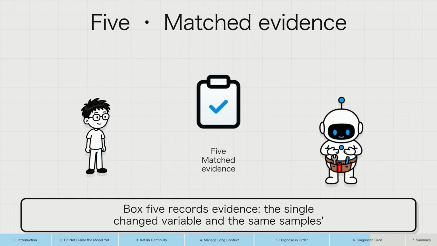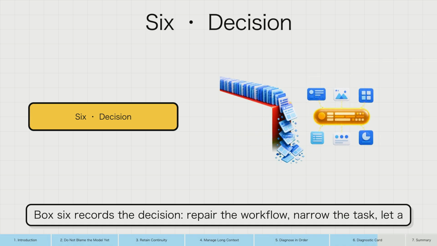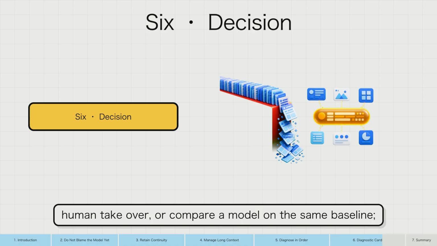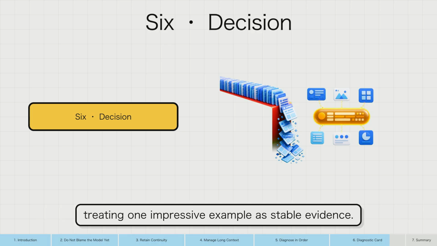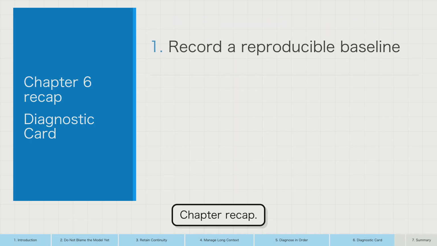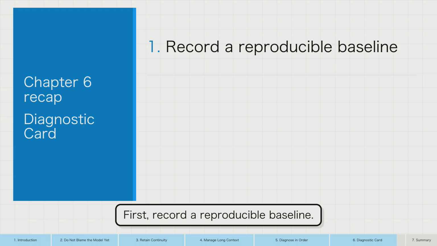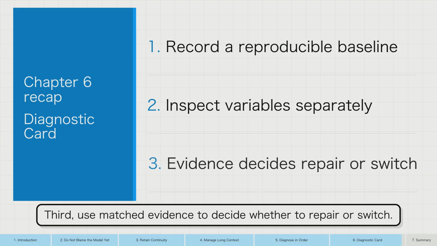Box 5 records evidence, the single changed variable and the same sample's quality, cost, time, and error types. Box 6 records the decision, repair the workflow, narrow the task, let a human take over, or compare a model on the same baseline. Keep the before and after configuration with every result instead of treating one impressive example as stable evidence. Screenshot this checklist and use it the next time your AI suddenly performs worse. Chapter recap. First, record a reproducible baseline. Second, inspect context and runtime settings separately. Third, use matched evidence to decide whether to repair or switch.